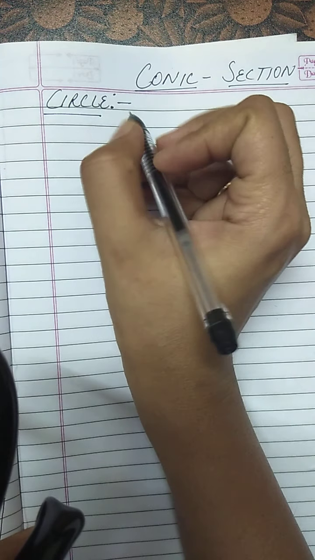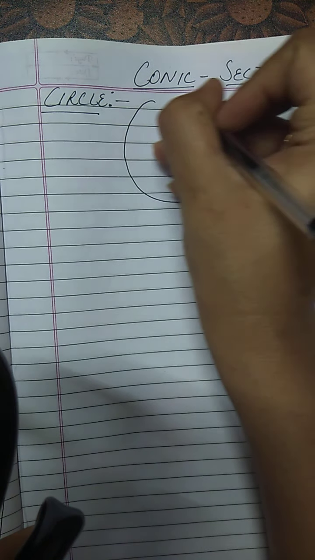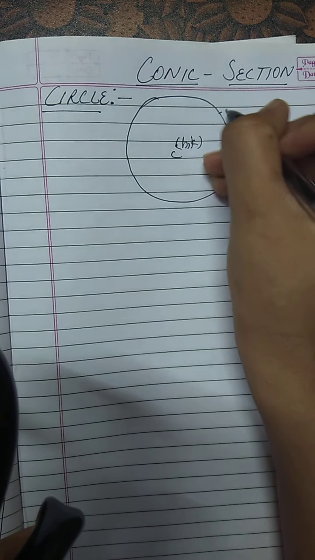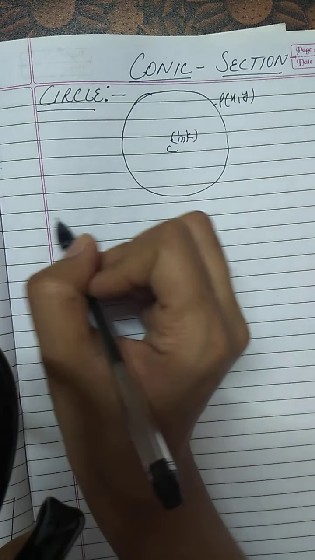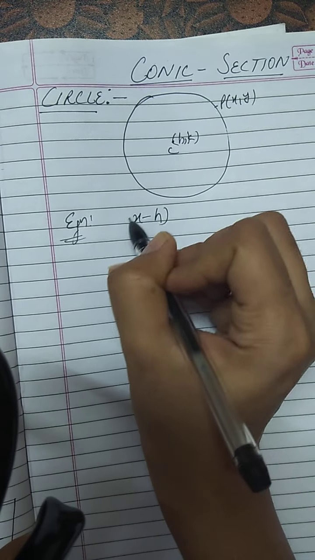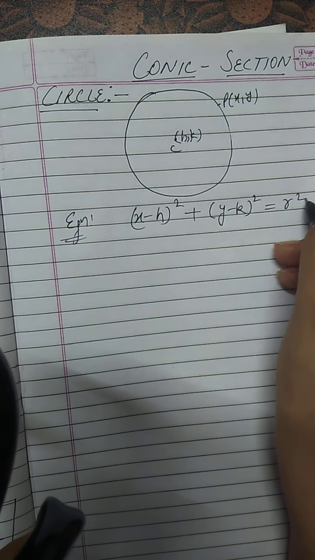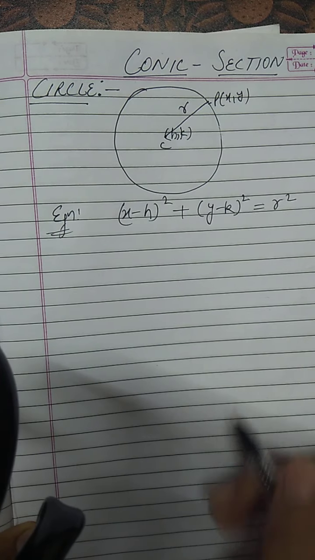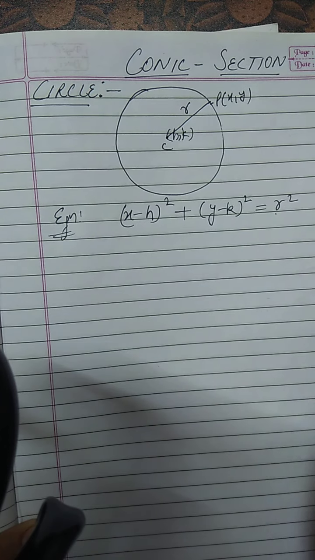So, if I take this circle and the center of the circle has coordinates h comma k, and any point P has coordinates x y, then by the distance formula we have made the equation of the circle. What was that? It is (x minus h) whole square plus (y minus k) whole square equals r square, where r is the radius. This is the standard equation of the circle where h comma k is the center and r is the radius.